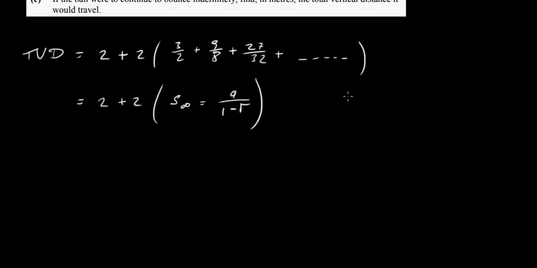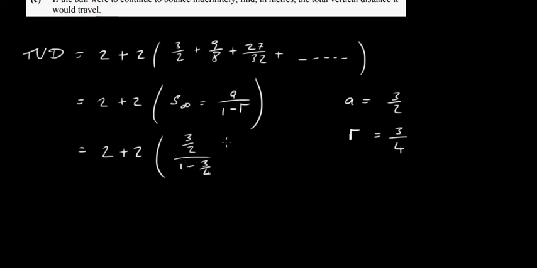So in this particular case, we know that a, our first term, is 3 over 2, and we know that r, then we have to multiply each of these terms by 3/4. So here we've got 2 plus twice a, which is 3 over 2, and r is 3/4, so it's just going to be 1 minus 3/4 down here.